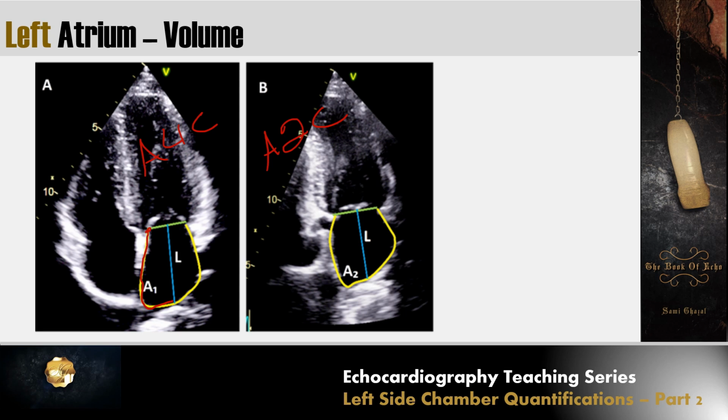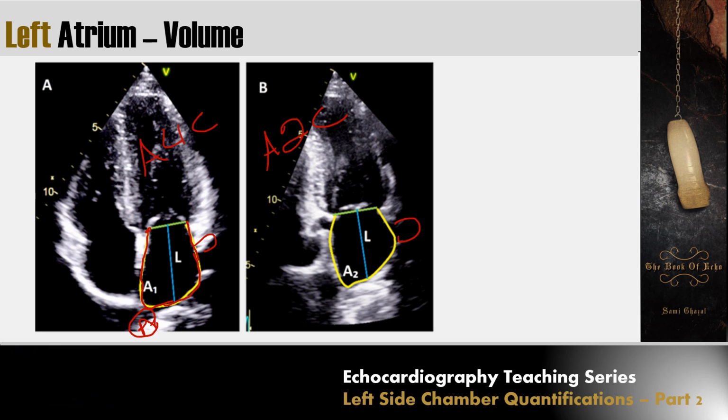You have to exclude the pulmonary vein here and continue the measurement, and then also exclude the appendage. If you see the appendage here or you see it on the other side, you have to exclude the appendage, keep it outside, and stop at the insertion point here.